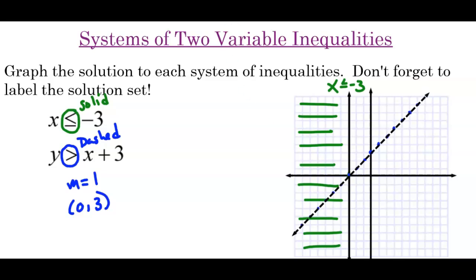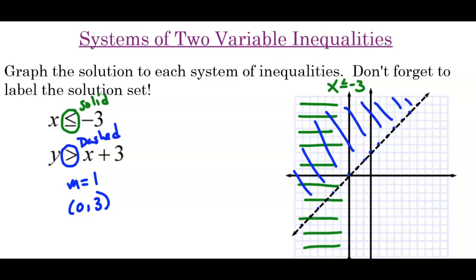So there's our line. And now we need to figure out where to shade our solution set. So we're looking for where y is greater than x plus 3. So just reasoning that out, that's going to be any point above the line. That's going to have a y coordinate that's greater than x plus 3. On the line, the y coordinate would be exactly x plus 3.